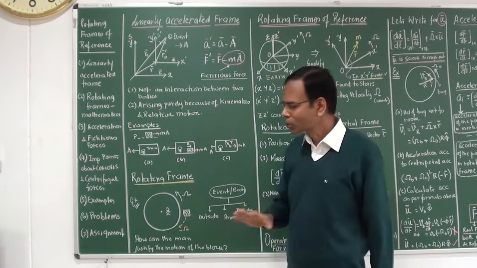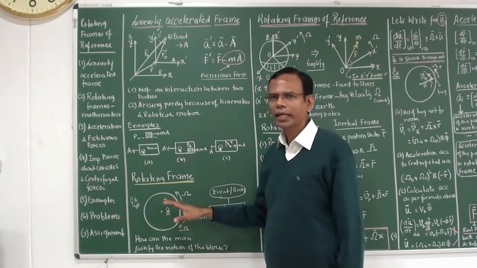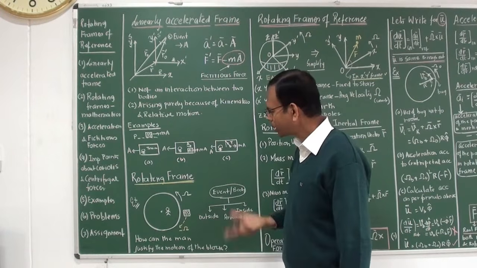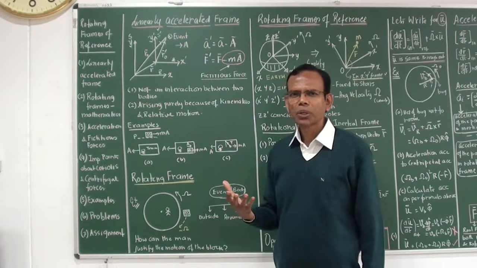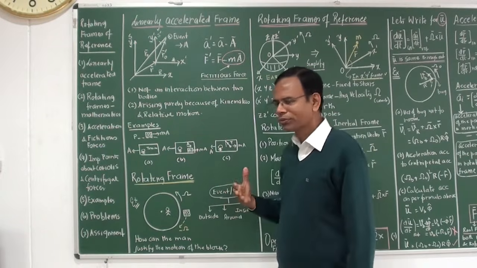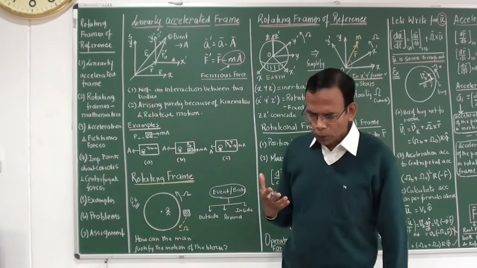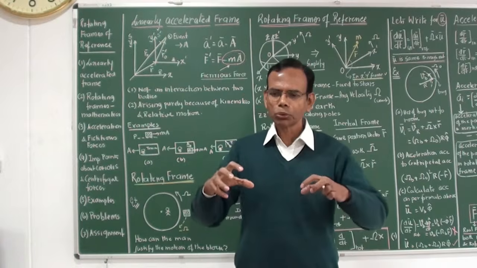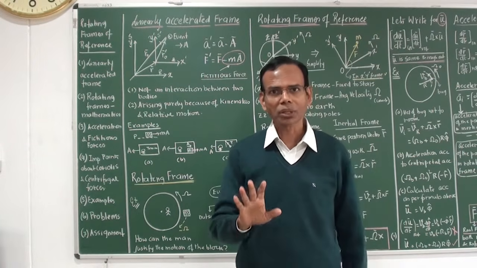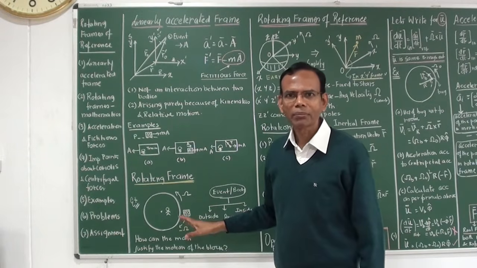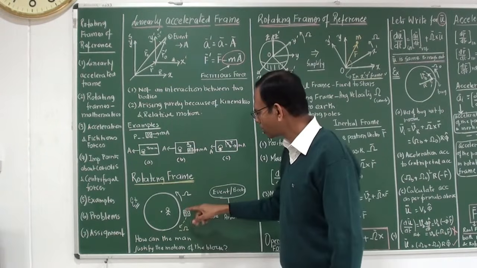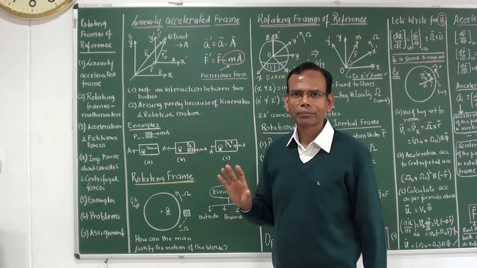Simple example. This is the first example I generally take, and why I take this: most of the time when we study rotating frames, we feel that the object should be inside the rotating frame, but it is not necessary. The object can be outside the rotating frame as well. So here the object is outside.